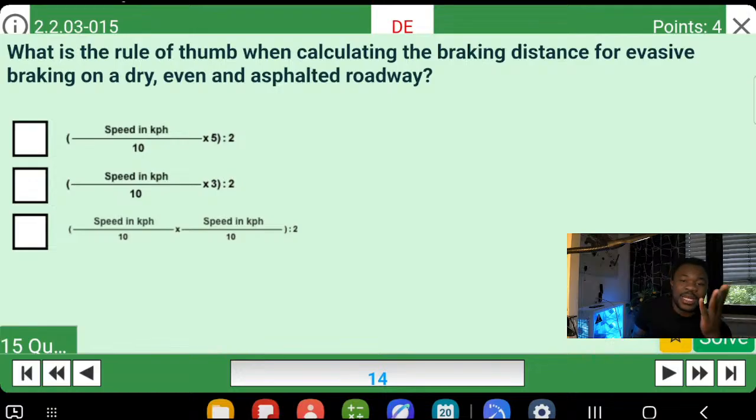Now, remember what I told you before? We have 2 types of braking distance. We got the normal braking and the evasive braking, right? And now they're asking us, what is the rule of thumb when calculating a braking distance for evasive braking? Listen. What is the formula here? Who can tell me? Chat, what's the formula for this question?